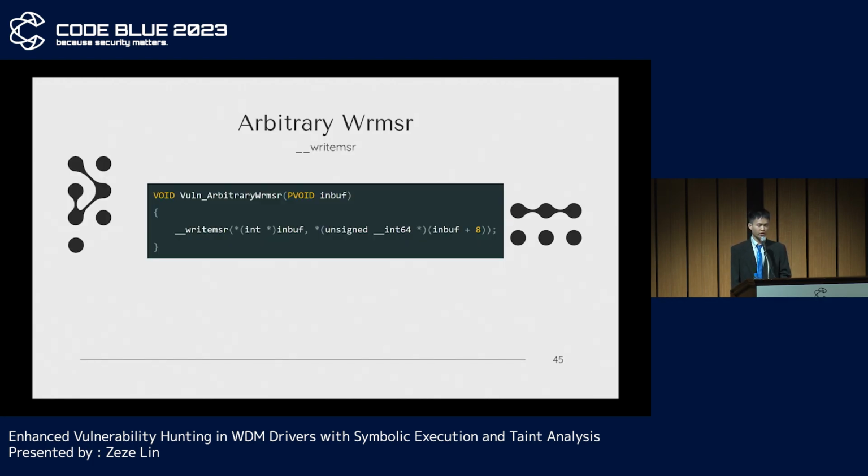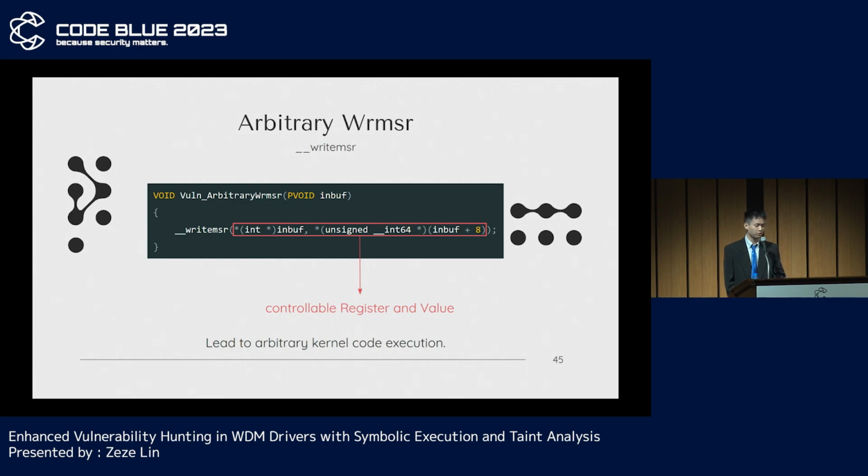The seventh type of vulnerability is arbitrary write MSR. IOCT-lens hooks the opcode WRMSR and sees if the register and value are both controllable. If they are, it may lead to arbitrary kernel code execution because an attacker can hijack the KiSystemCall by using write MSR.